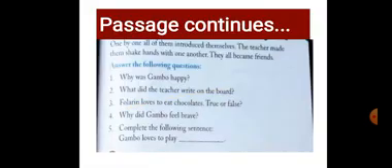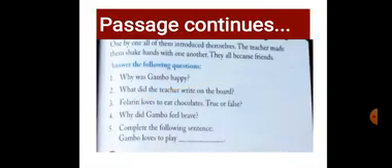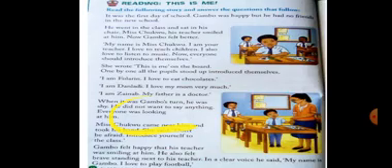See? So the question again, number 4. Why did Gambo feel brave? Obviously, he felt brave because his teacher was standing next to him. Can you see him and his teacher? His teacher is standing next to him, so he felt brave and happy. That's the answer. Gambo felt brave because his teacher was standing by him.